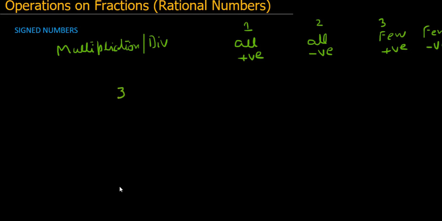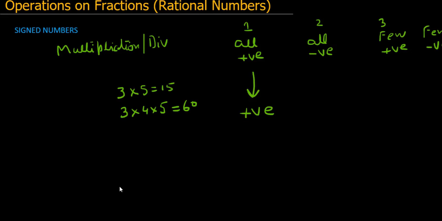So 3 multiplied by 5 is 15. And 3 multiplied by 4 multiplied by 5 is 60. No matter how many numbers, if all are positive, the result will always be positive.